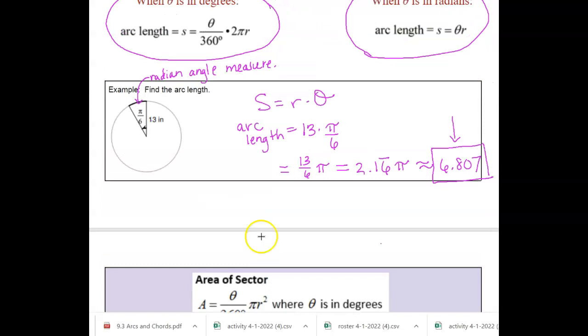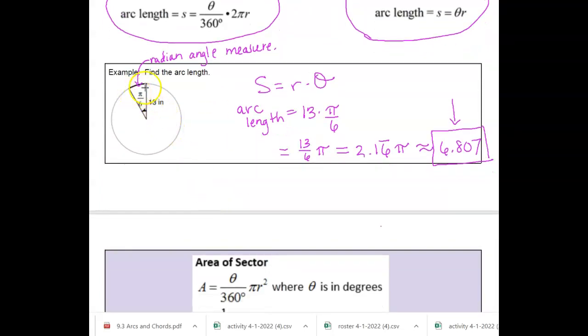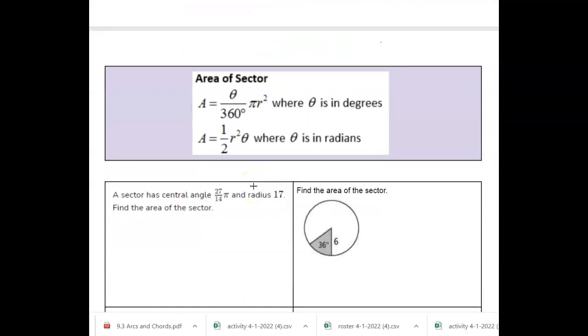All right, so if that's the arc length, now something that's related is I can actually just take that little piece of pie and we can find its area. Remember, arc length is just this length on the circle, but area of a sector is the area of that slice. And so we have some formulas. I would write these down. You're not expected to memorize these.